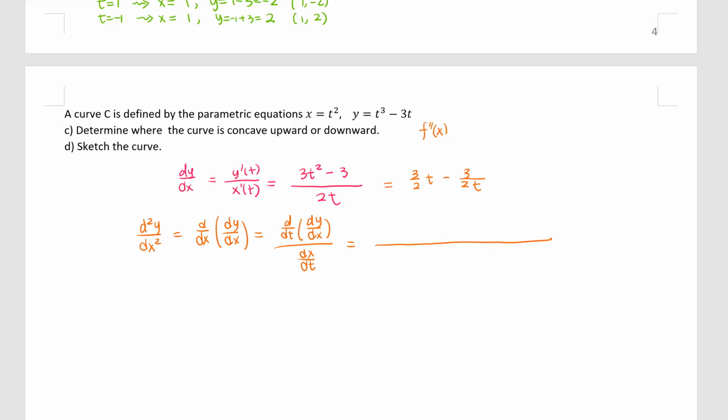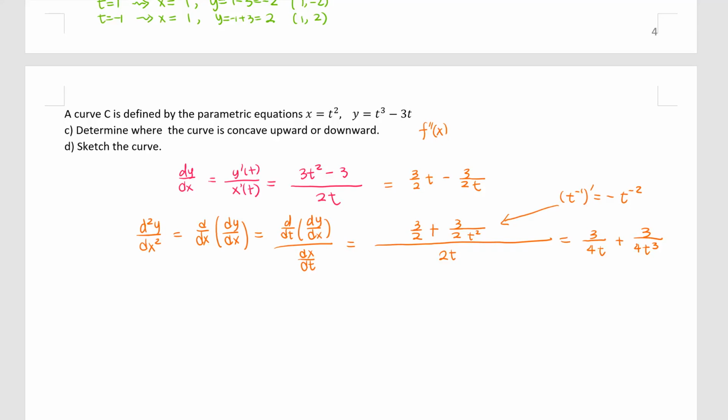And let's differentiate that. 3 over 2 times t, the derivative is 3 over 2. Then 3 over 2 times t to the minus 1, so it's negative t to the negative 2, which is t squared in the bottom, because t to the negative 1 has derivative negative t to the negative 2. And dx/dt, x is t squared, so this is 2t. So what is that? It's 3 over 4t plus 3 over 4t cubed. So far, so good, everybody?